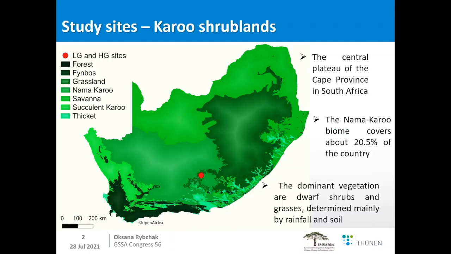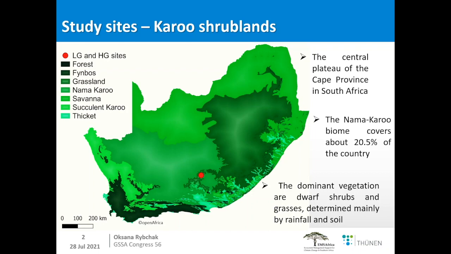Let's move to the study sites. Here you can see the map with the circles which shows the location of our study sites. This study is based on 4 years of continuous eddy-covariance measurements of carbon fluxes in the semi-arid Karoo near Middelburg. Map colors represent different South African biomes.